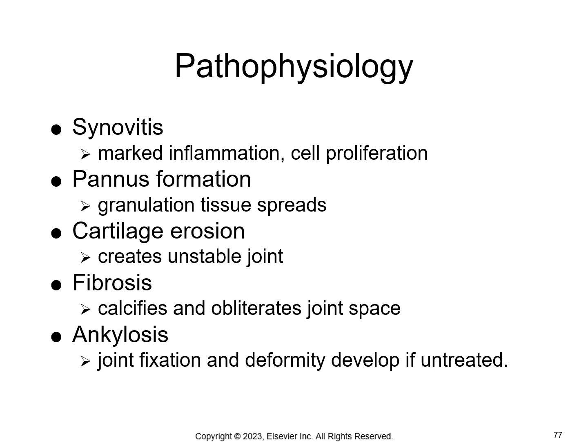Fibrosis may also occur. In time the pannus between the bone ends becomes fibrotic, and this limits movement. This causes calcification and the joint space is obliterated. And then ankylosis will have joint fixation and deformity if we don't treat this.